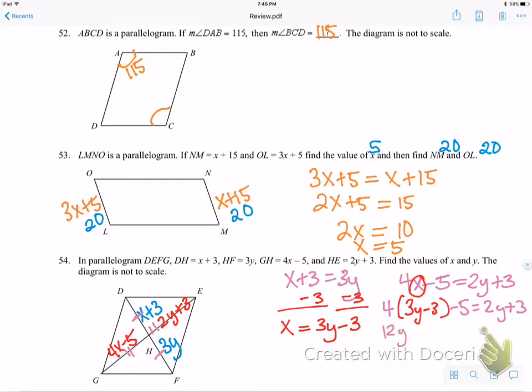I'm going to distribute the 4. I'm going to combine like terms. Get all the y's together and move the numbers so they're together. So subtract 2y from both sides and add 17. Divide both sides by 10 and you find out that y is equal to 2. So if y is equal to 2, what's x going to be? Well, I just have to substitute a 2 in for y in this equation. 3 times 2 is 6, and 6 minus 3 is 3. So my x value is 3. X is 3 and y is 2 in number 54.